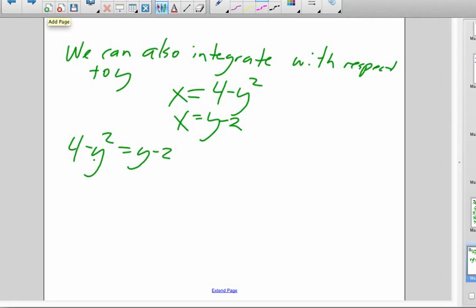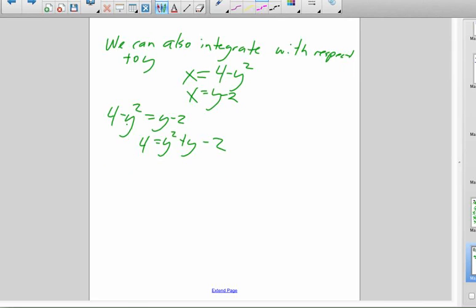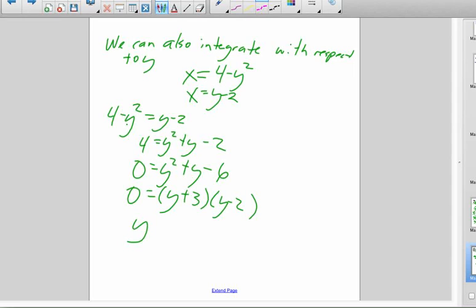And I'm going to bring this over. That gives me 4 equals y squared plus 2y minus 2. And now subtract my 4 over, so 0 equals y squared plus 2y minus 6. I could factor this guy. It gives me y plus 3, y minus 2, so my points of intersection are y equals negative 3, and y equals 2. Are my 2 points of intersection.